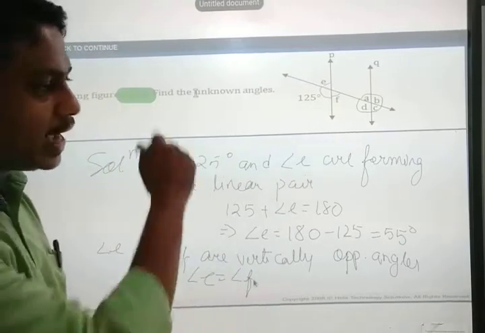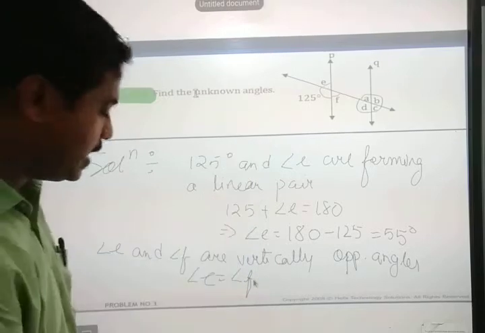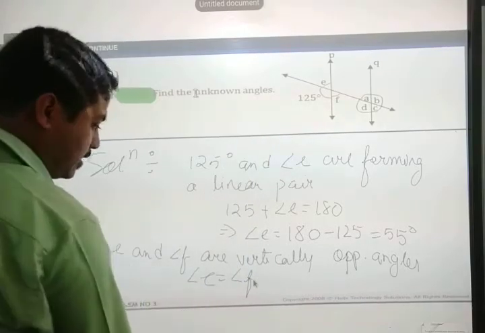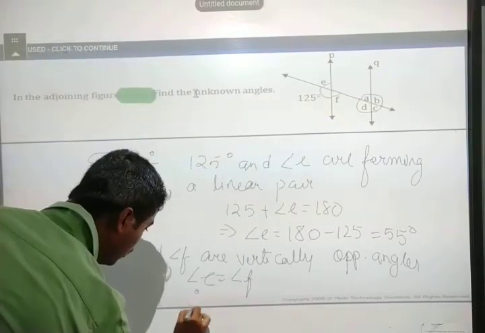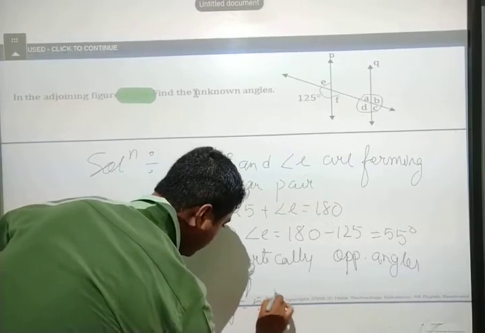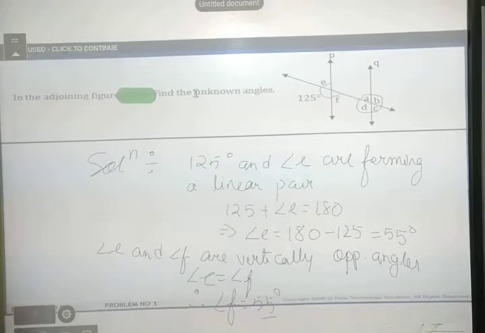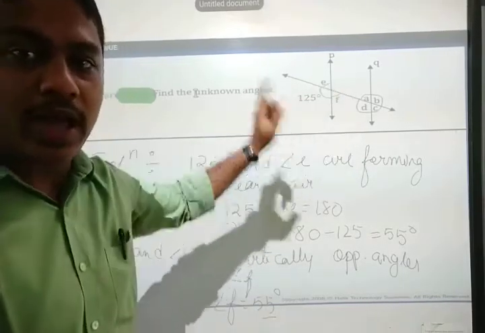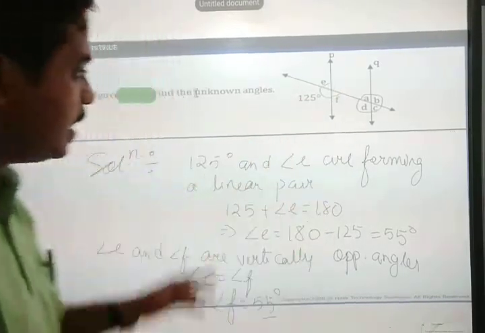So if angle E and angle F are equal, what can we write? Therefore we can write that angle F will be equal to 55 degree. So we have got two angles. E we have got 55 and F also we have got as 55. Now let us move to the next one.